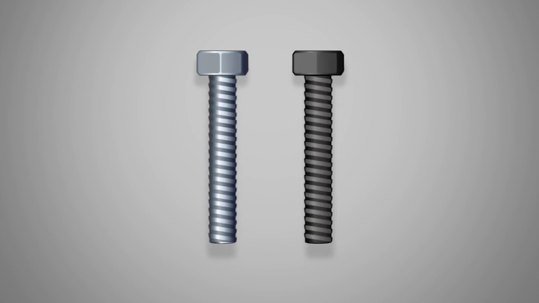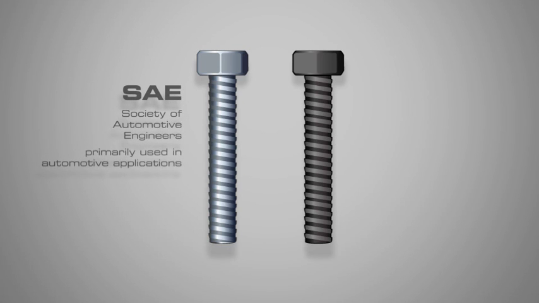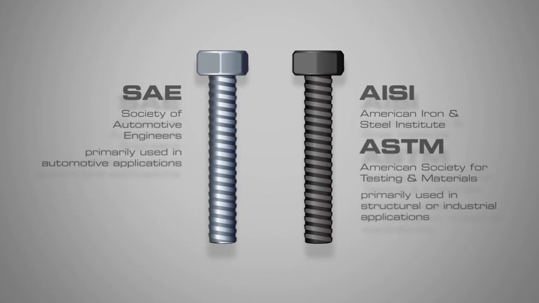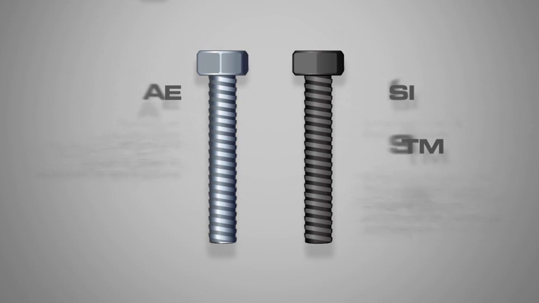There are different standards for different types of bolts. For the graded steel bolts, the standard is SAE, which is short for Society of Automotive Engineers. These are primarily used in automotive applications. For the alloy steel bolts, the standard is AISI, which means the American Iron and Steel Institute, or ASTM, which is short for the American Society for Testing and Materials. These are primarily used in structural or industry applications.